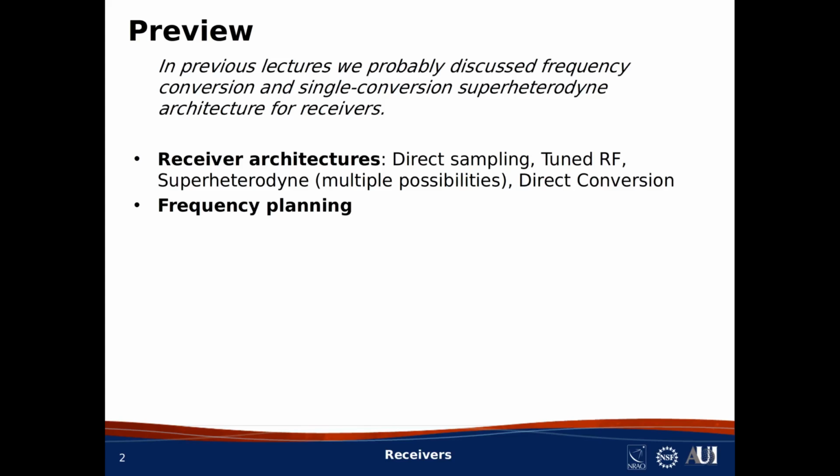First, I want to give you an idea about all the possible ways that receivers can be implemented, and by that I mean receiver architectures. There are many possibilities beyond single conversion superhet. These include direct sampling, tuned RF, other superhet architectures, and direct conversion.